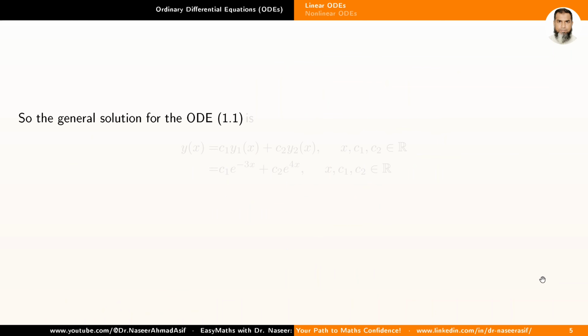So the general solution for the ODE 1.1 is y of x is equal to c1 y1 of x plus c2 y2 of x, where x belongs to R and c1, c2 are arbitrary constants. So y of x is equal to c1 exponential of minus 3x plus c2 exponential of 4x, where x belongs to R and c1, c2 are arbitrary constants, which is the required general solution of the given second order linear ODE.